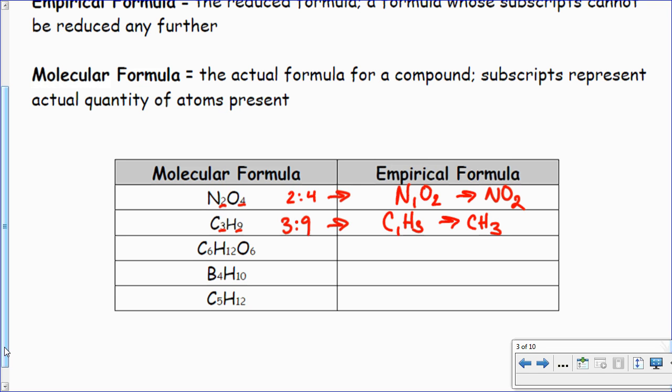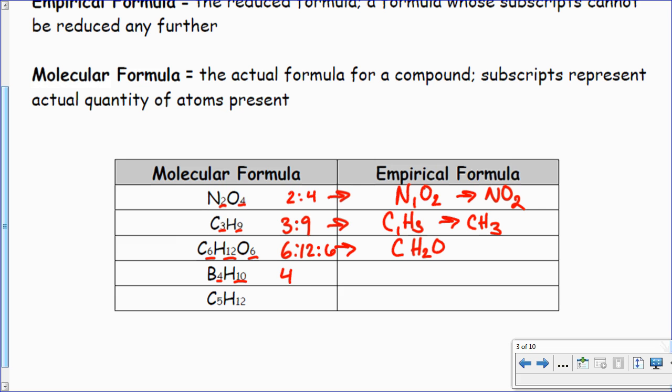So let's look at this, C6H12O6. This is a 6 to 12 to 6 ratio, which you can reduce because there's a common factor there, the number 6. If you divide every subscript by 6 there, you get to the ratio of 1 to 2 to 1. So we get CH2O, which again, if we were to try and draw a Lewis dot structure or something like that, it wouldn't really make that much sense. Okay?